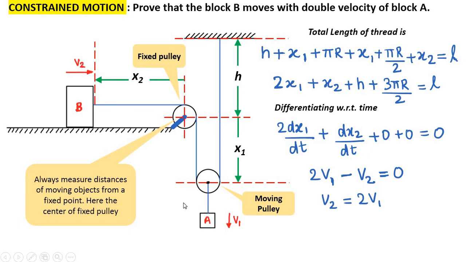And if we differentiate one more time, then we can get acceleration. So dv2 by dt will be the acceleration of the second block, a2, and dv1 by dt is the acceleration of the first block. Therefore a2 is equal to 2 a1.